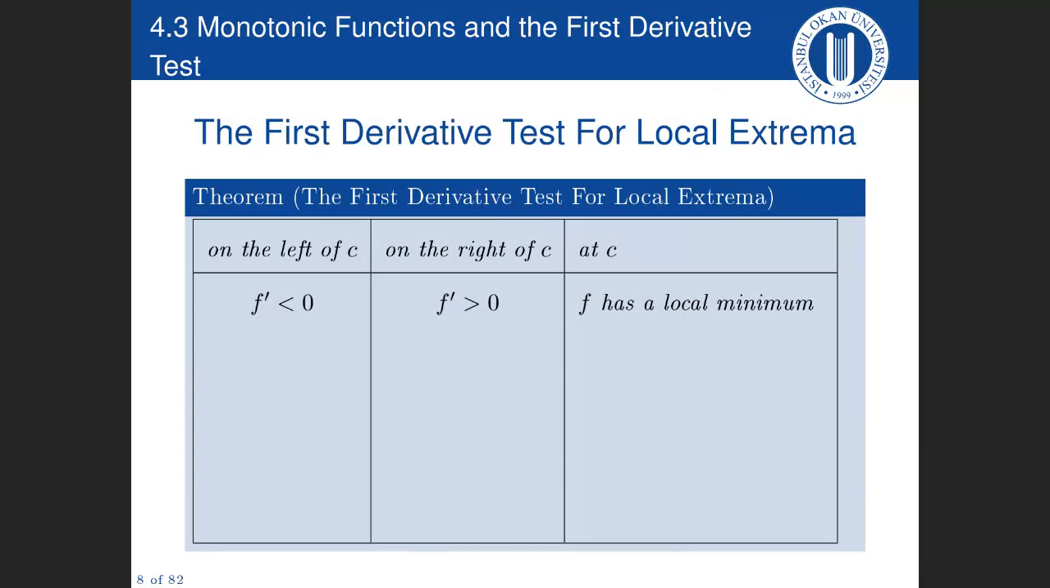First of all, let's suppose on the left of C, f prime is less than 0. That means the function is decreasing on the left of C. And let's suppose on the right of C, the function is increasing, f prime is greater than 0. So that's decreasing on the left of C and then increasing on the right of C. f must have a local minimum at C.